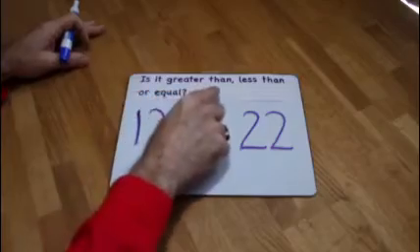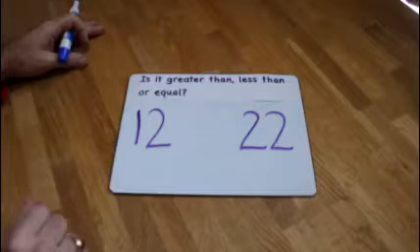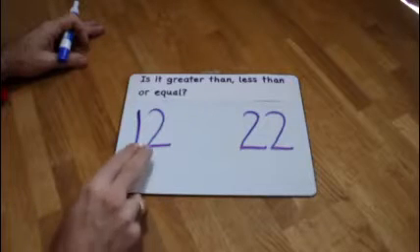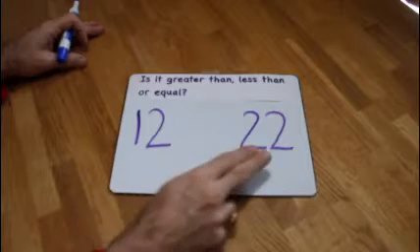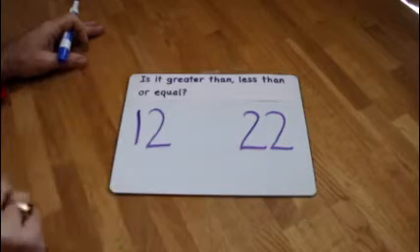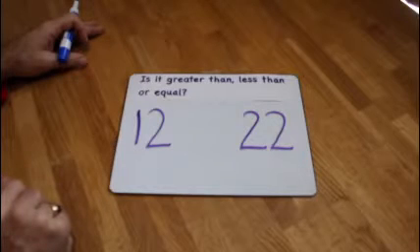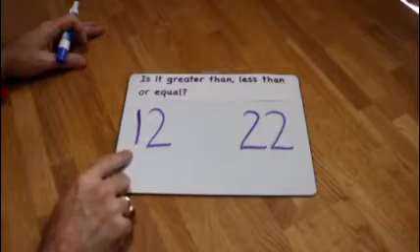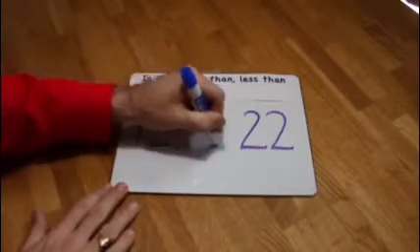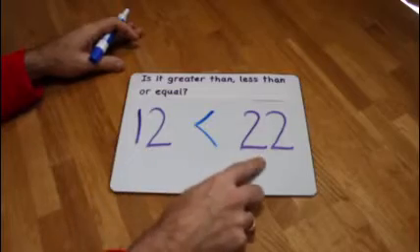Is it greater than, less than, or equal? My first question is, are they equal? Remember, equal means the same. They are not equal. This is 12. This is 22. So now I'm going to look for the one that is greater or bigger. Which one's greater? 22. It has 2 10s, while 12 only has 1 10. So we read this as 12 is less than 22.